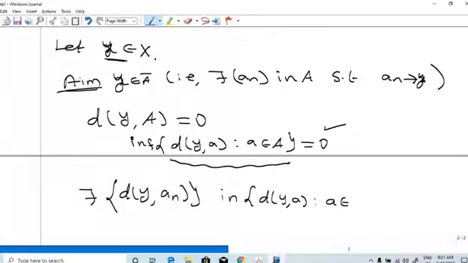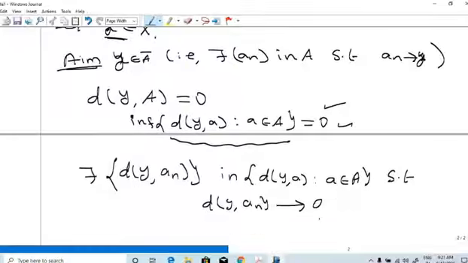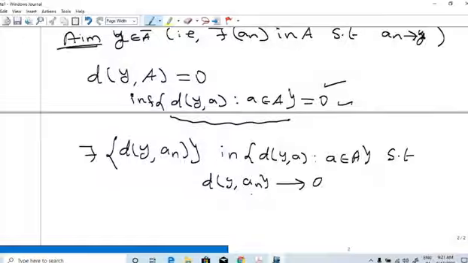Maybe better we call some other notation for this set. Otherwise, keep the same notation. So there is a sequence in the set such that the sequence d(y, an) converges to 0. That means the distance between y and an is very close as n goes to infinity. That means an converges to y.